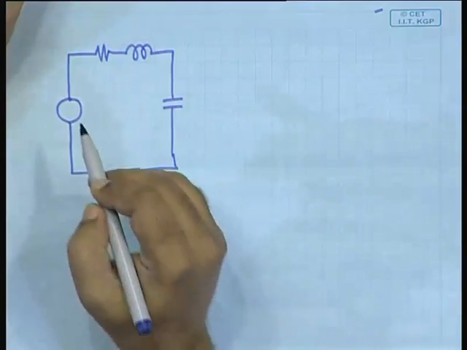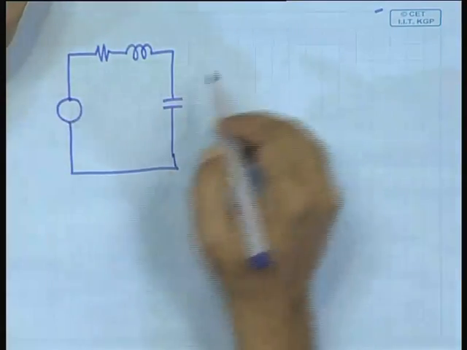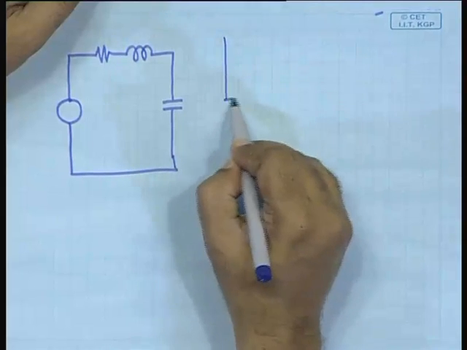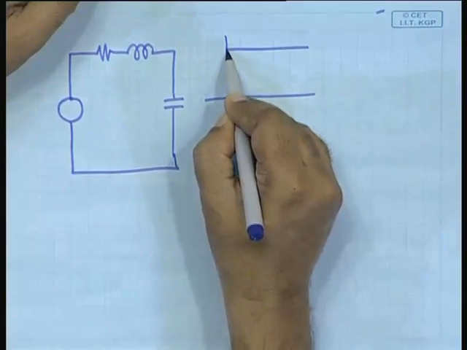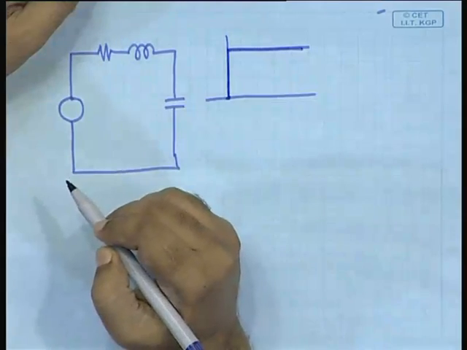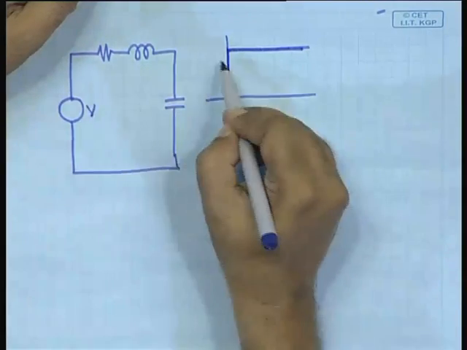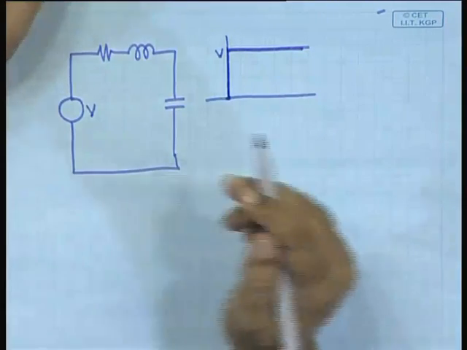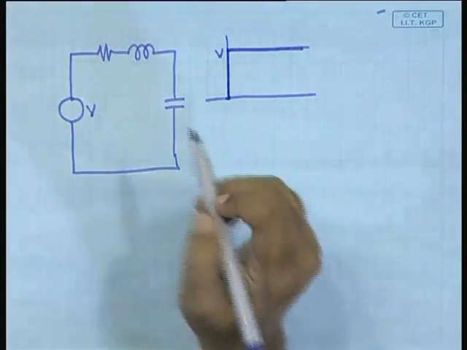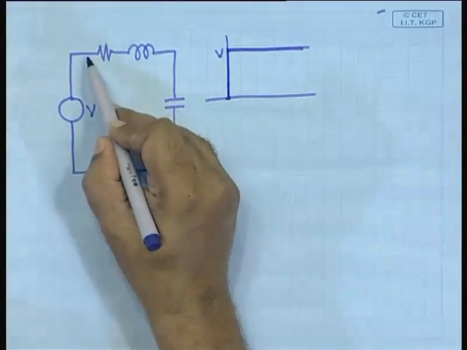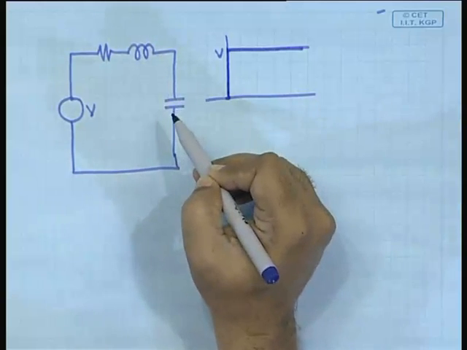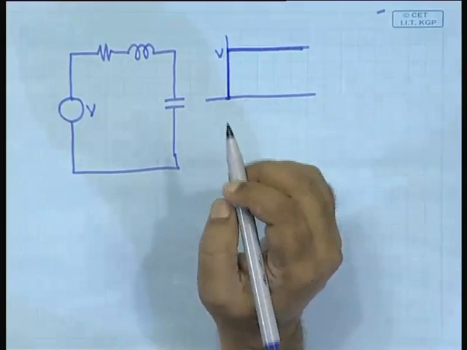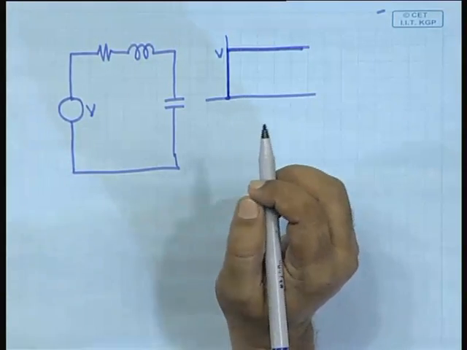In this case, your applied voltage waveform was like a step. So, it was a step input like this, up to some voltage V. So, the question was what would be the waveform for the VR, VL and VC. So, how would you argue with it?